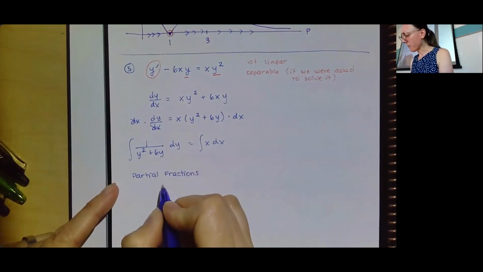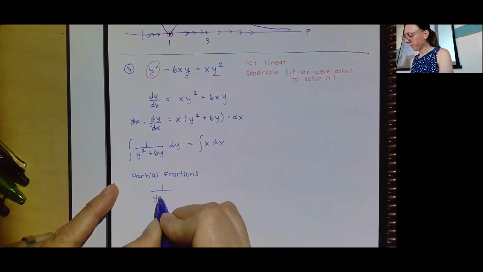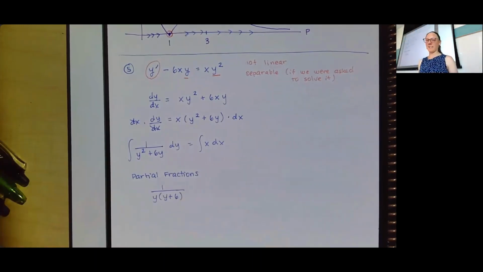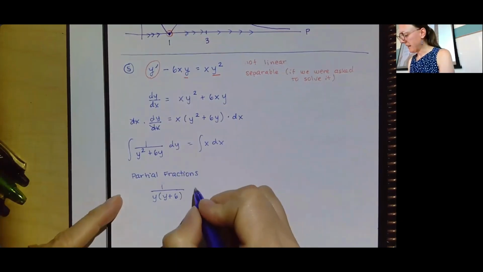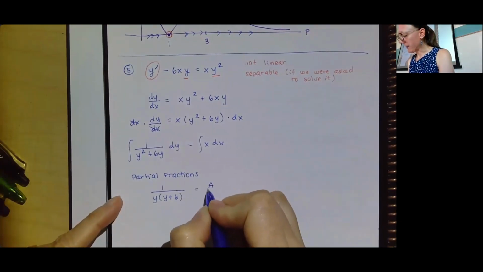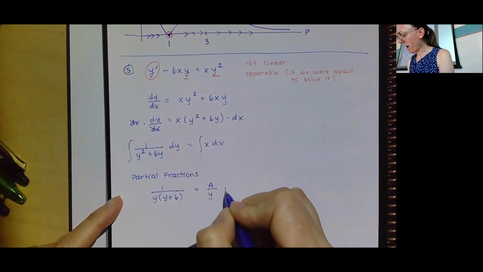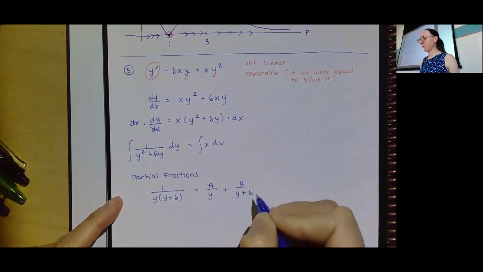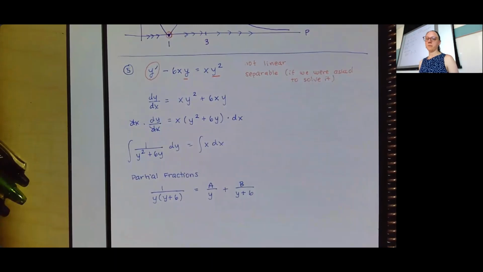Because I'm looking at something, 1 over y times y plus 6, that I'm going to want to rewrite as a number over y plus a number over y plus 6. I will let you refresh your memory and do the partial fractions part.